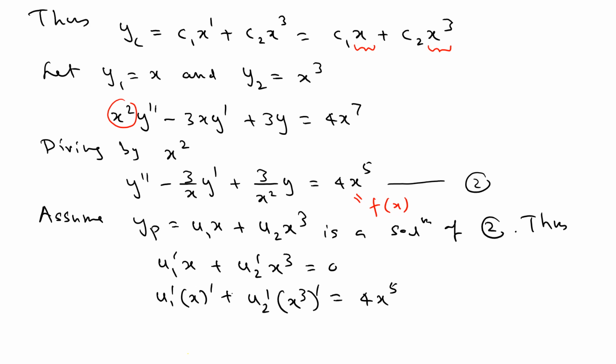You can take the derivative. Once you take the derivative, you're going to get these two equations again, so I'm going to repeat the pair. Actually, what you can do is divide the first equation by x. If you do that, you're going to get u1 prime plus u2 prime x squared equals 0. And if you take the derivative of the bottom one, u1 prime plus 3x squared u2 prime equals 4x to the 5th. So those are the two equations that we need to solve.